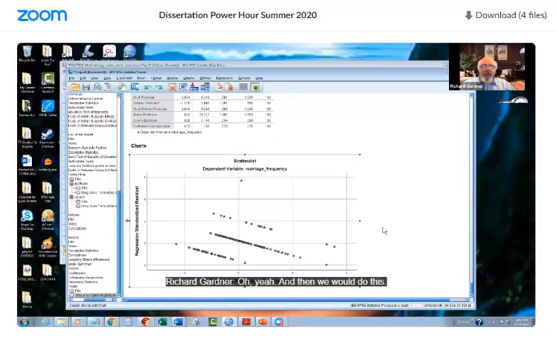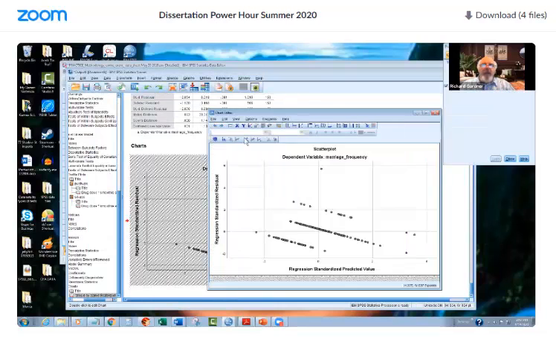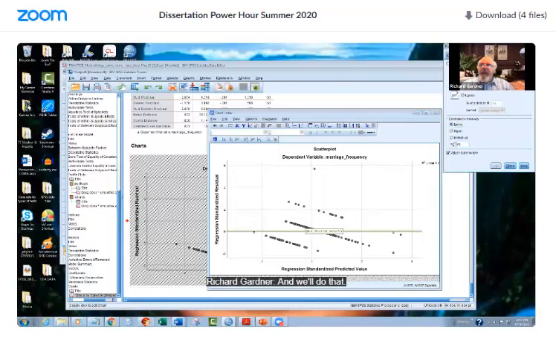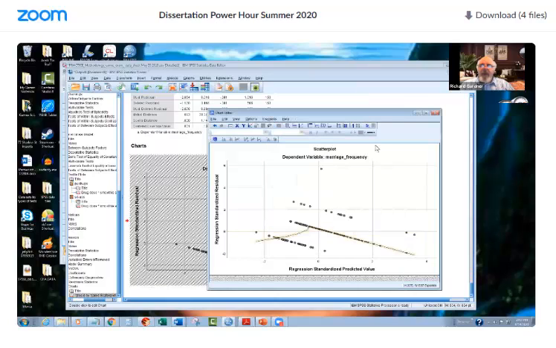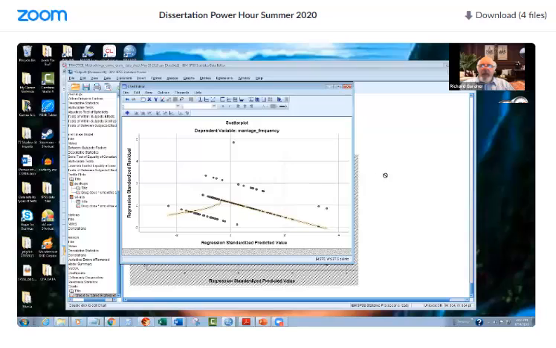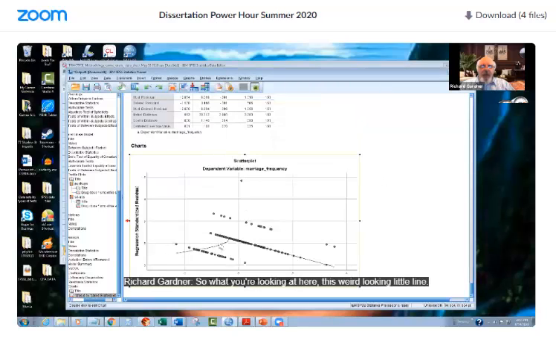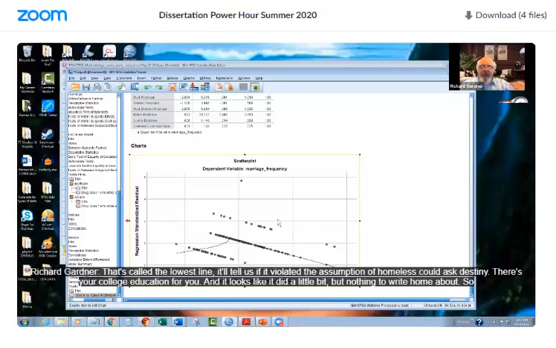Oh yeah, and then we would do this. And we would do that. I'm checking one of the assumptions here. So what you're looking at here, this weird looking little line, that's called the lowess line, and it'll tell us if it violated the assumption of homoscedasticity. There's your college education for you. And it looks like it did a little bit, but nothing to write home about.